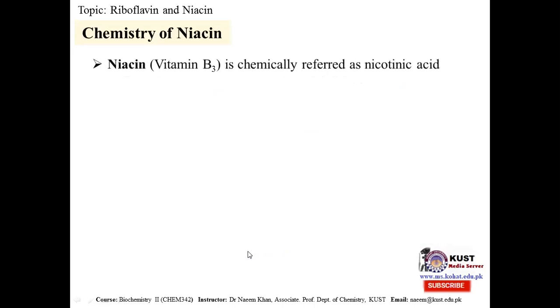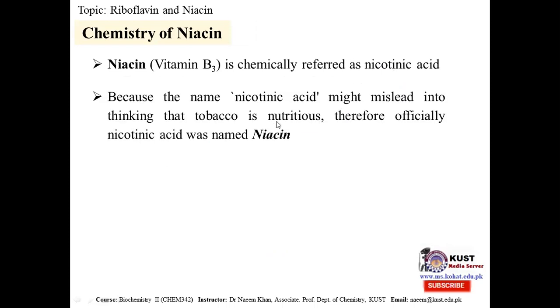Coming to the next vitamin of today's talk, niacin. Niacin is commonly called vitamin B3, and chemically it is nicotinic acid. Actually, nicotine is a well-known substance, and if we give the name nicotinic acid to a vitamin, this will cause confusion. The name nicotinic acid may mislead people that tobacco is nutritious. Although tobacco is not considered a nutritious substance, in order to avoid such misleading, officially the name nicotinic acid is not used; it is given the name niacin.